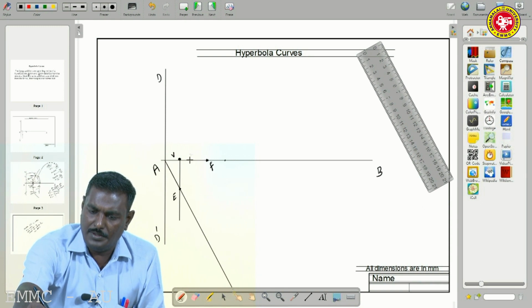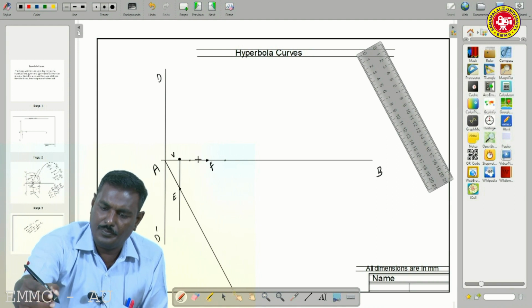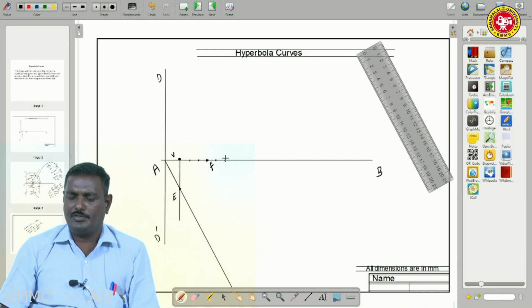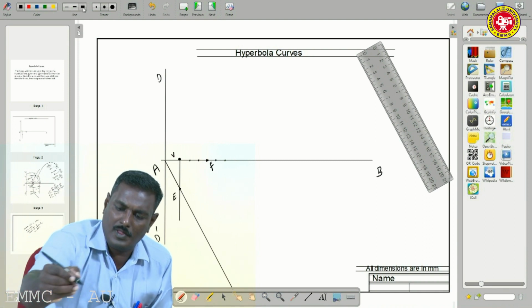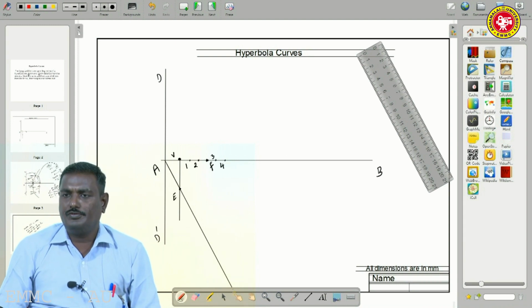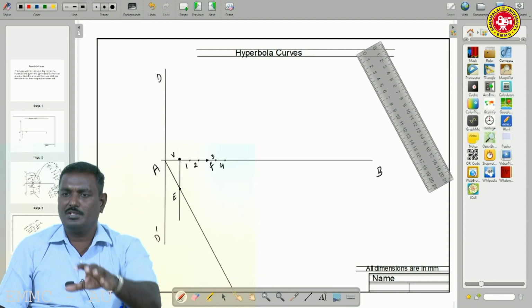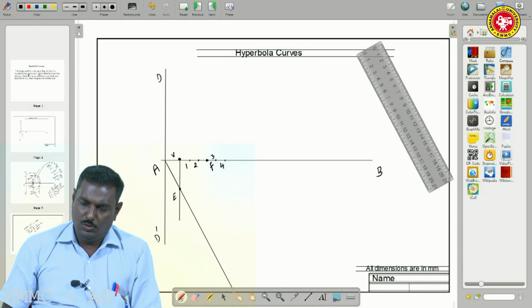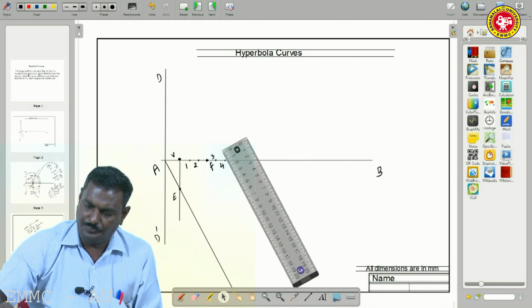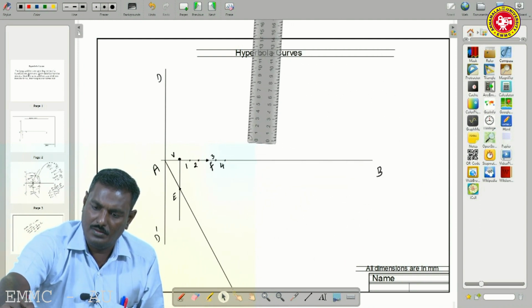So here 1, here 2, then 3 and 4. Yeah, this is enough. So 1, this is 2, this is F, 3 and 4. So we take 4 points to construct this hyperbola. Now draw a vertical line.